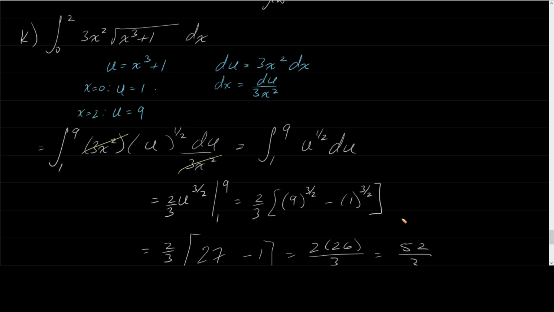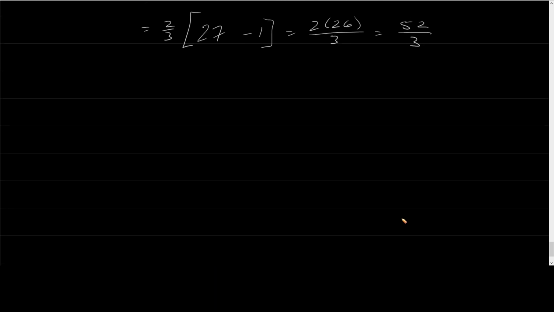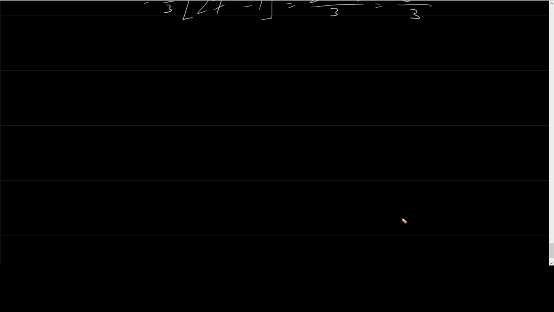Now, it is possible to not have to change the bounds. If you decide to not change the bounds, then what you have to make sure you do is put everything back into terms of x before you actually evaluate it. But I highly recommend that you get used to changing the bounds. So that's K.